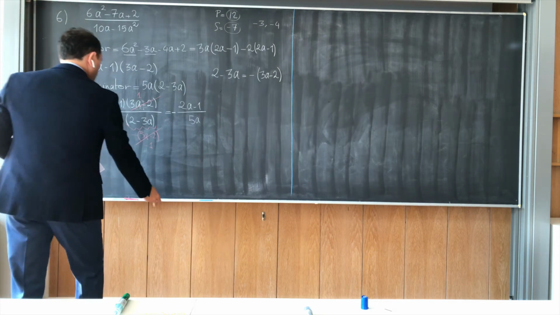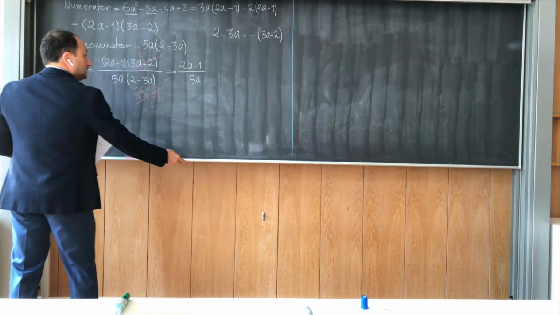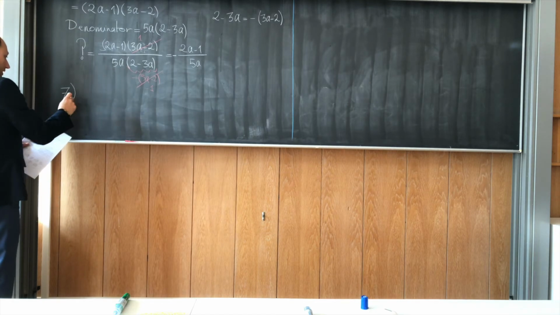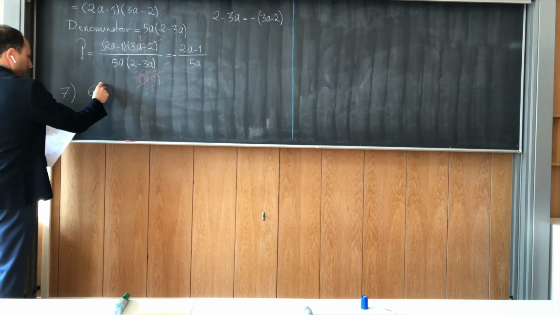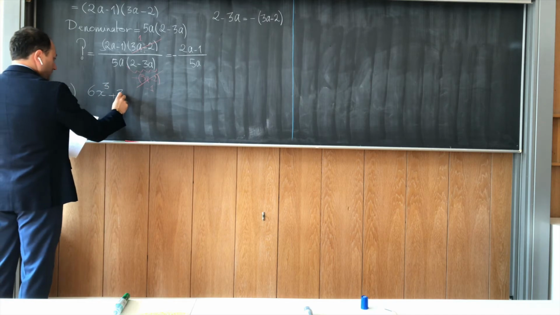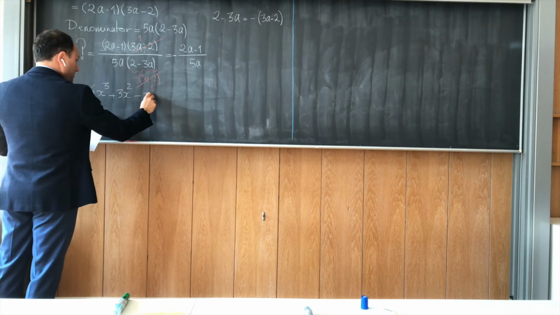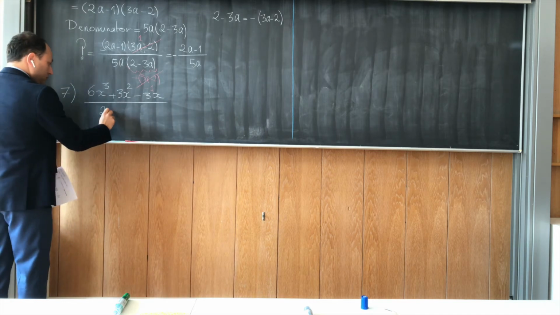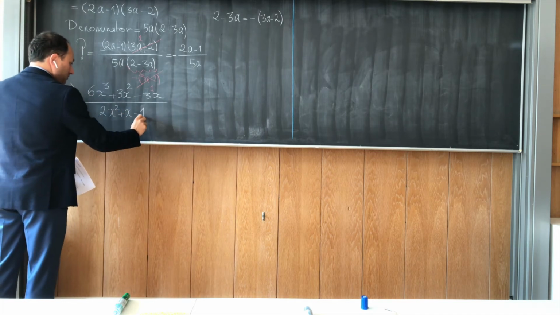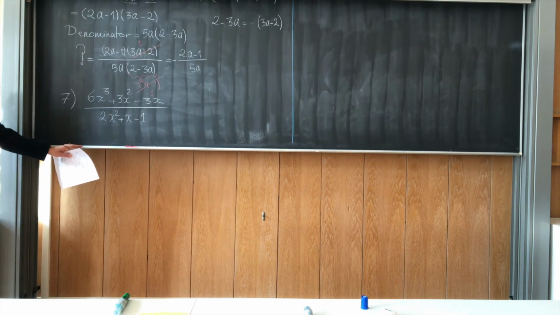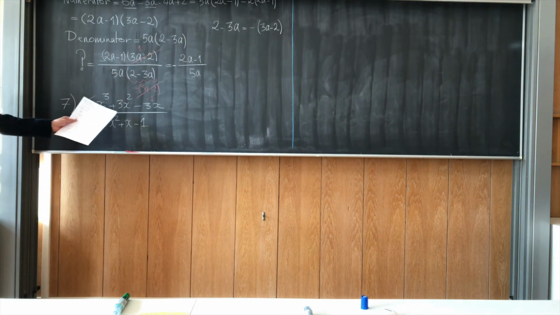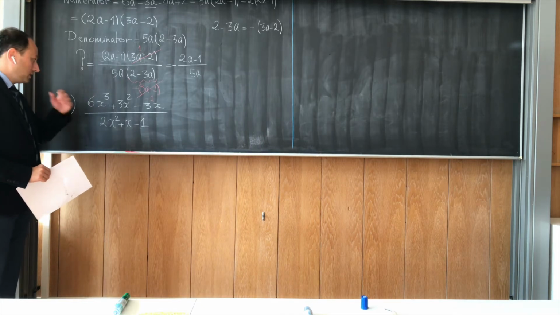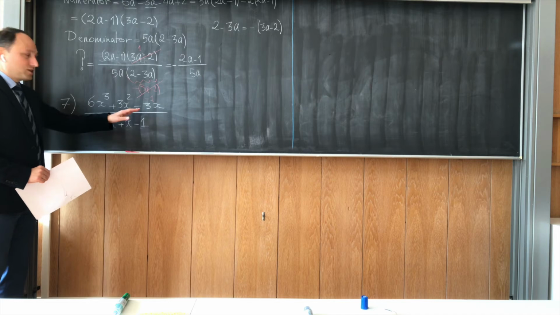Okay, let me do another example. So number 7, we are supposed to simplify this expression 6x to the 3 plus 3x to the 2 and then minus 3x. And then I have this divided by 2x squared plus x minus 1. Okay. So again, I need to simplify these two expressions. Factorize these two expressions.